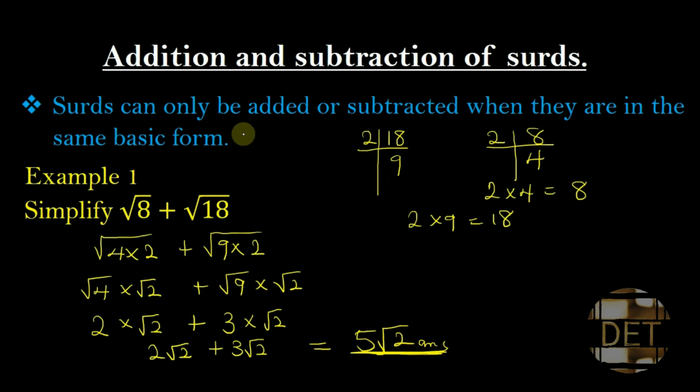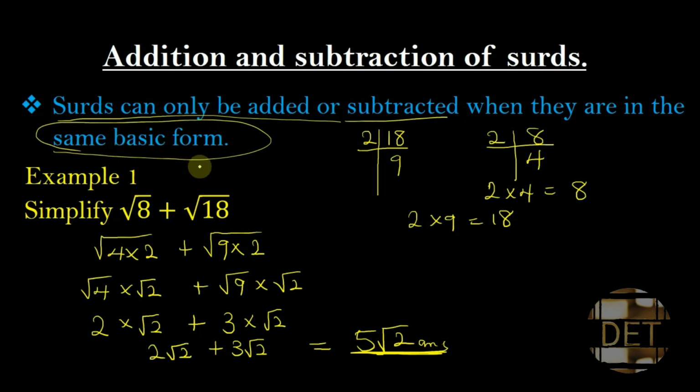Like I said, the basic idea here about the addition and subtraction of surds is that surds can only be added or subtracted when they are in the same basic form. If they are not in the same basic form, you cannot add them. So if you are given any work in which the surds are not in the same basic form, you will have to simplify them to get that basic form before they can be added or subtracted.